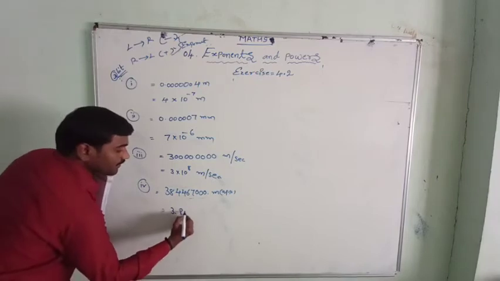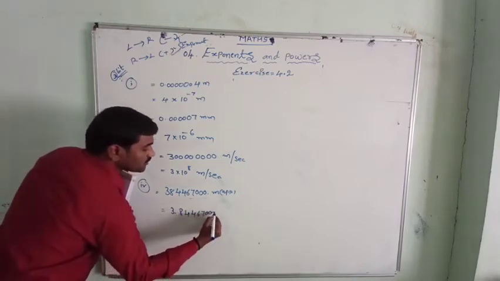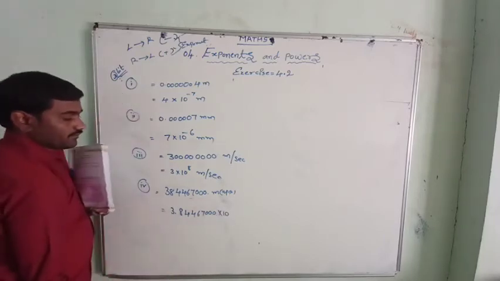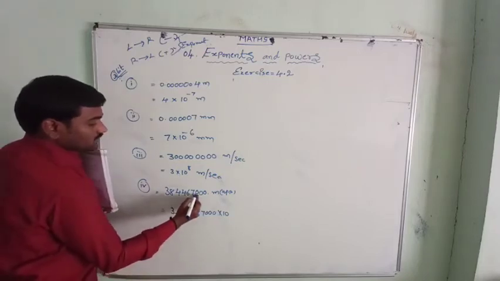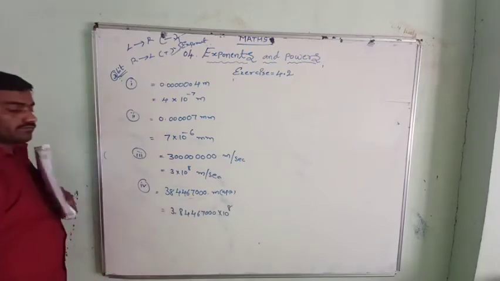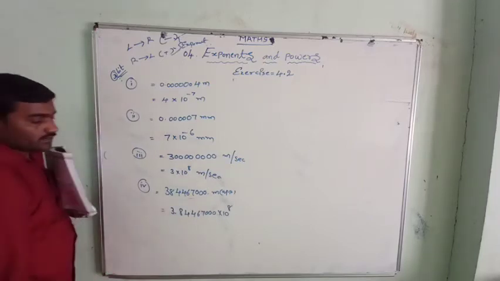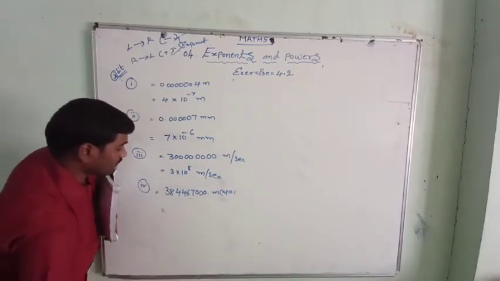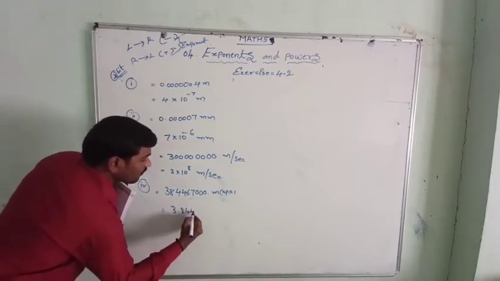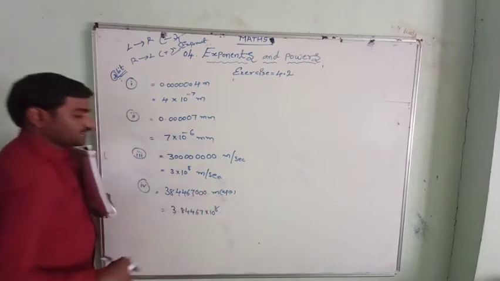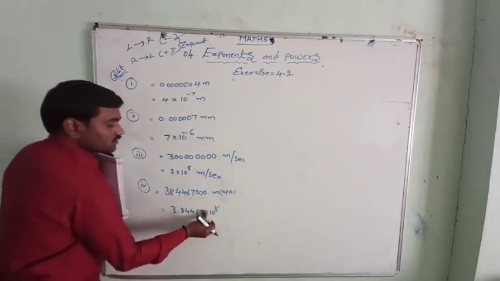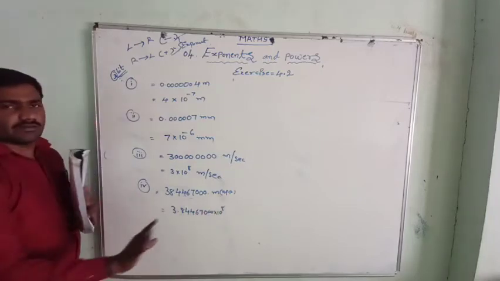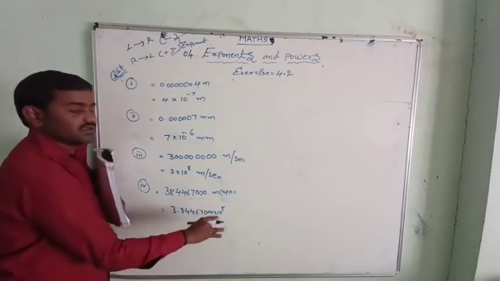So 3.84467 into 10 to the power of 8. In this way you can write. Simple. These zeros also will come in the same way. Either if you write the zeros here or you don't write the zeros, it will give the same answer only. So after the point, these zeros have no value.